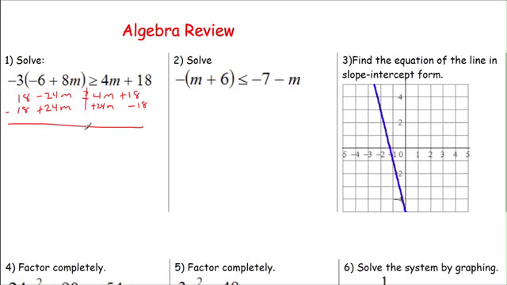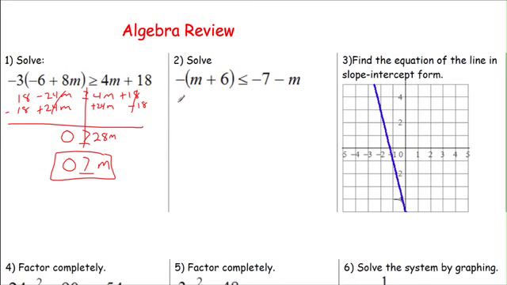Alright, so we have this line down here. Nothing's changing here. 4m and 24m is 28m. And that's gone. That's gone. -18 minus 18 is 0. Divide both sides by 28, and come on now, that's going to be an easy one. m is less than or equal to 0.